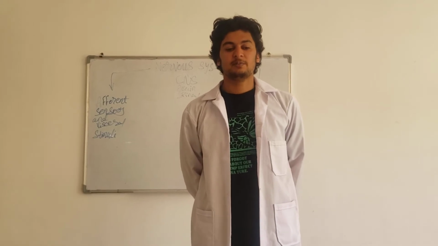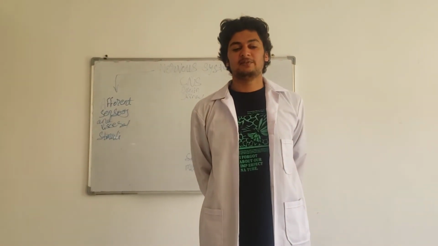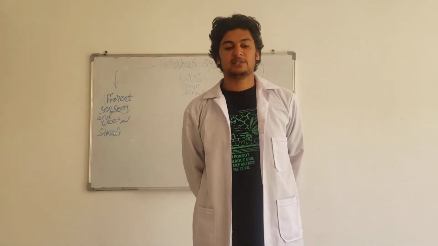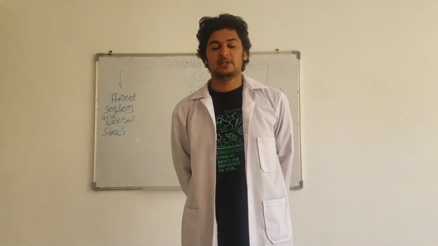The skull and vertebral column, and the meninges. There are three protective layers: the CSF, and the blood-brain barrier (BBB), which is a barrier for exchange of materials between blood and brain.